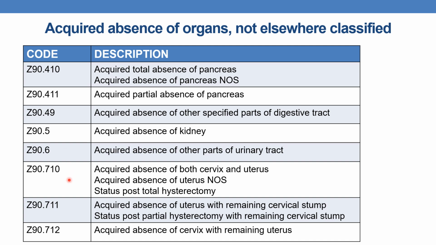And Z90.710 indicates acquired absence of both cervix and uterus, or acquired absence of uterus NOS, or status post total hysterectomy. In all these cases, you need to code Z90.710. And Z90.711 indicates acquired absence of uterus with remaining cervical stump. Status post partial hysterectomy with remaining cervical stump. Next is Z90.712 to indicate acquired absence of cervix with remaining uterus.